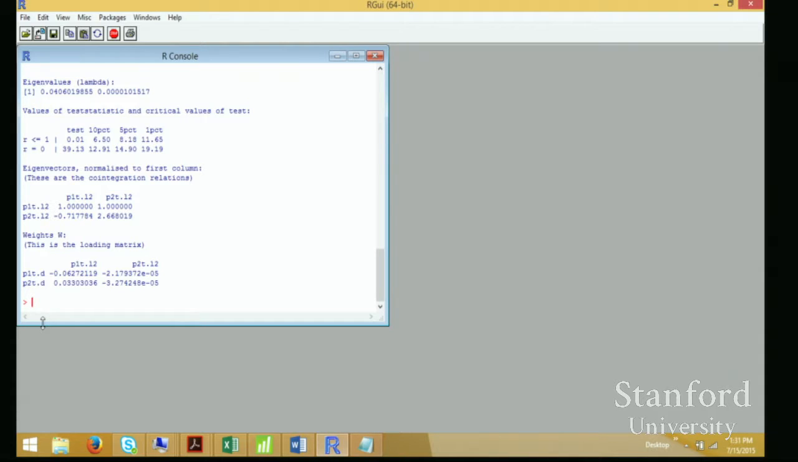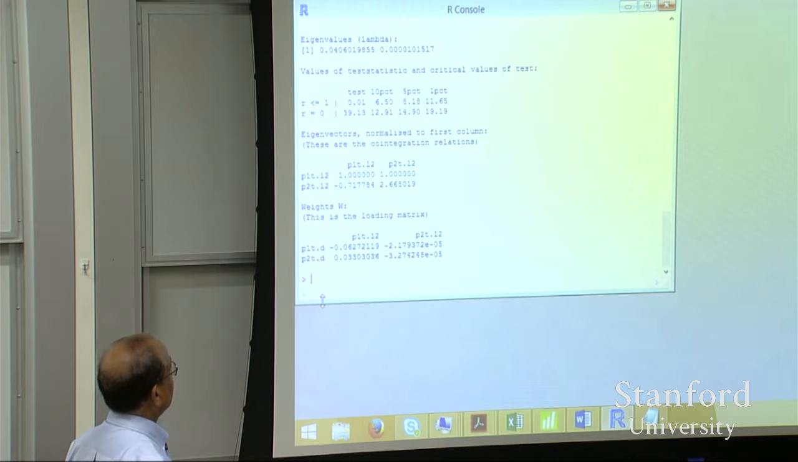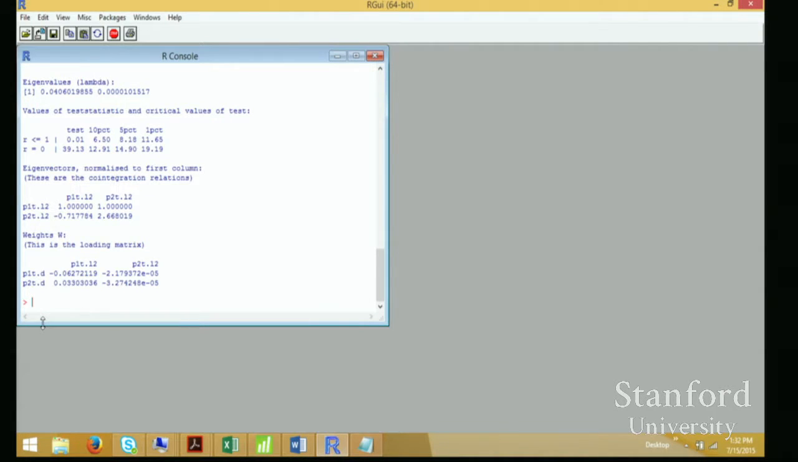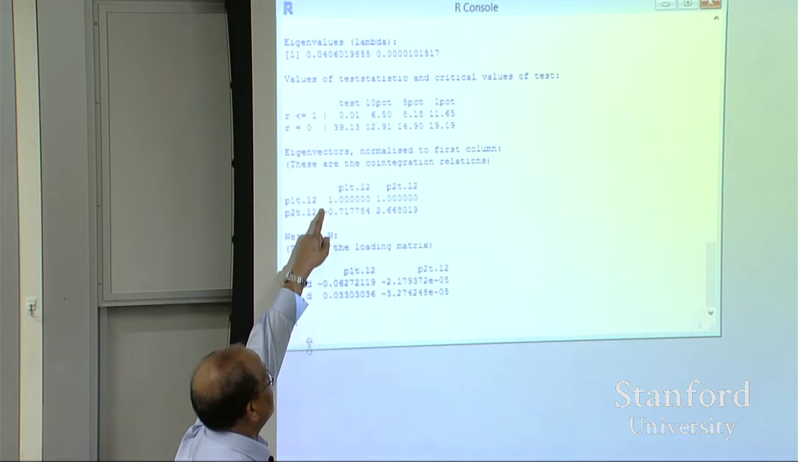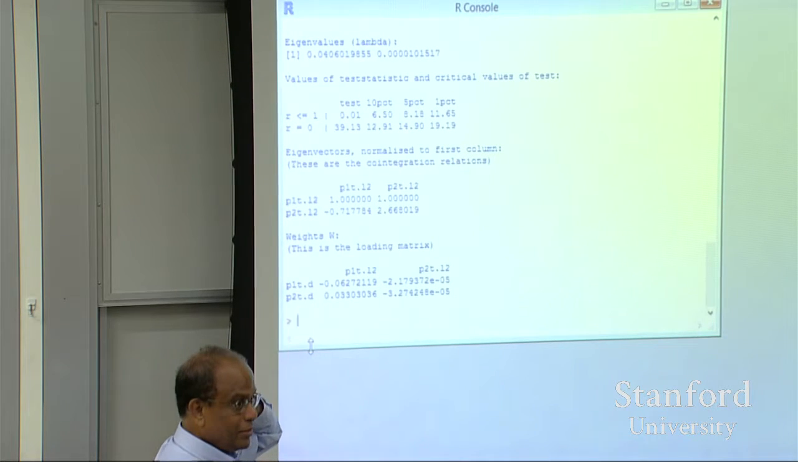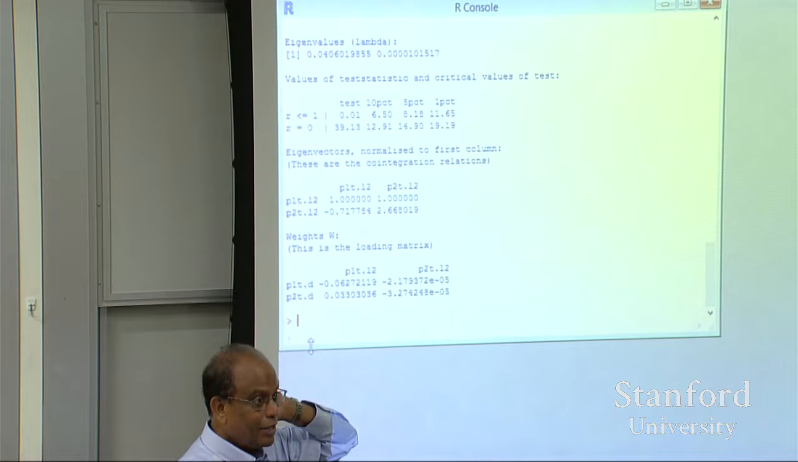Okay. And the key part of it I want to keep in mind is that you can see R equals 0 is rejected, right? Can you see that 39.03? Can you all of you see that? Okay. It is rejected, whereas the R less than or equal to 1 is accepted. Okay. So the co-integrating relationship is there is one linear combination that you can look at. Okay. What is that linear combination? You can see the first linear combination sort of goes with that. You can see it says that P1t is 1 and P2t is minus 0.7177. So that is the co-integrating relationship that you get.